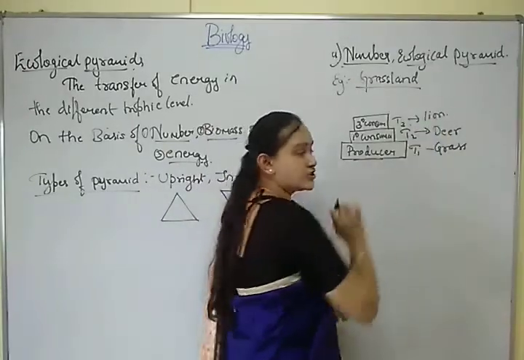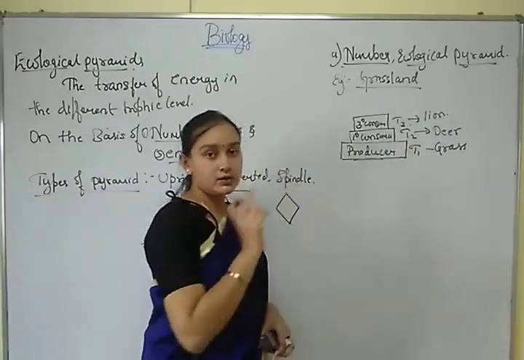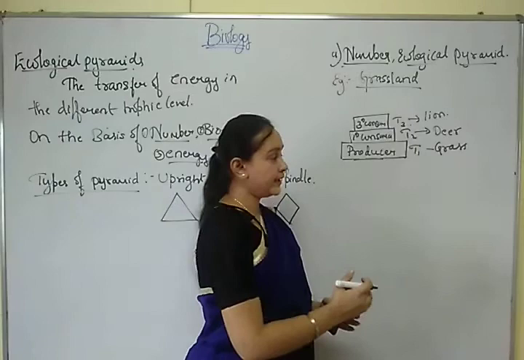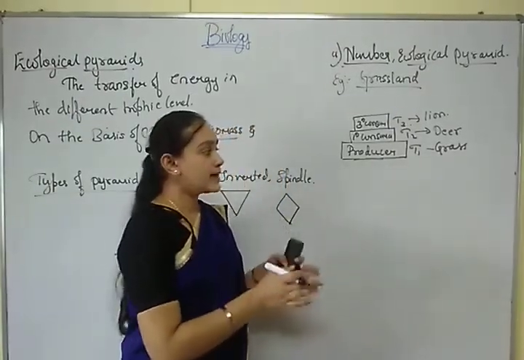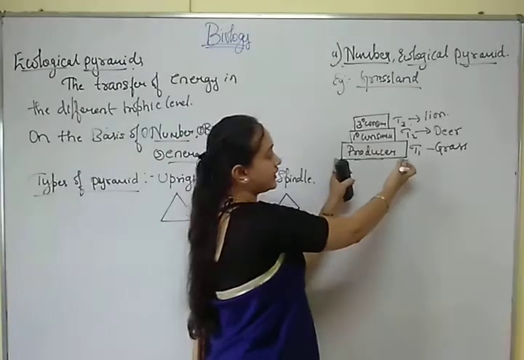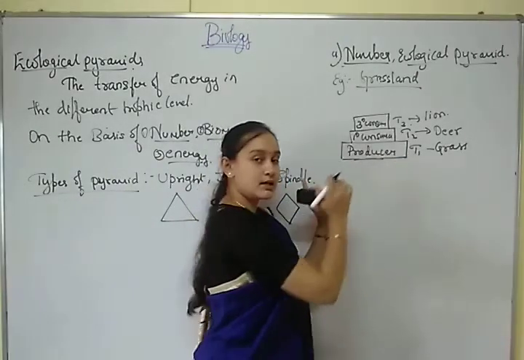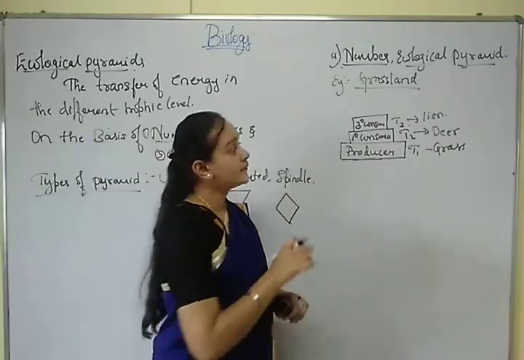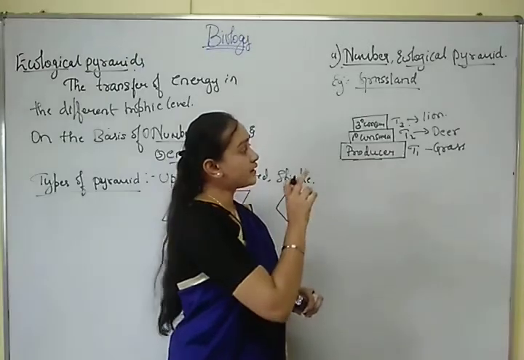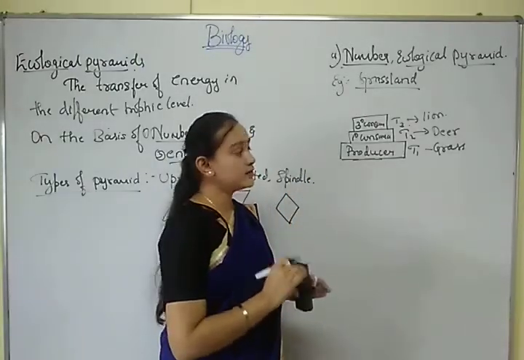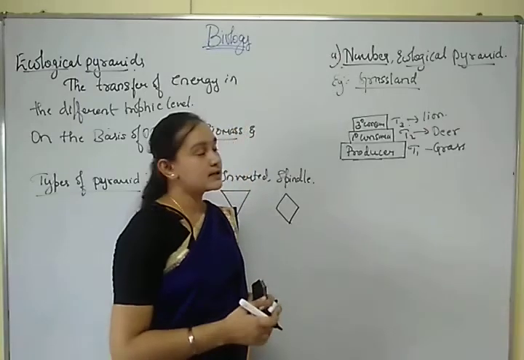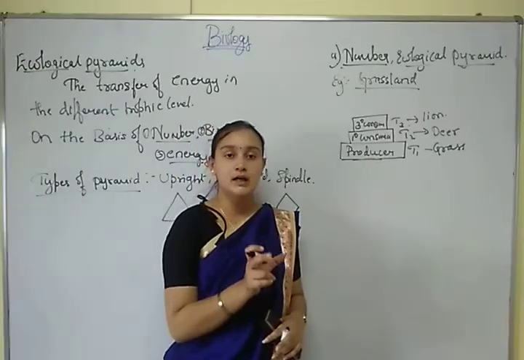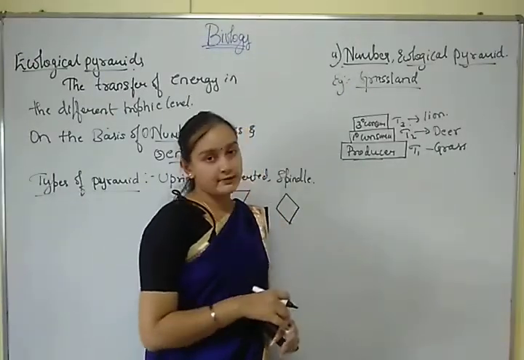So grass, deer and lion, we have taken as the food chain. Now the number of grass will be more when compared to the number of deer, right? So the grass number is more, so here the number space occupied is more. Next it is followed by deer. Generally we are taking the example. In the deer, the number will be less when compared to the grass. And next the lion, that is the tertiary trophic level. In the lion, the number is still less compared to the deer.